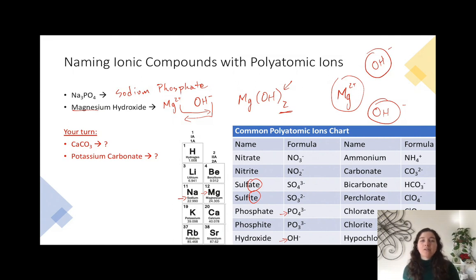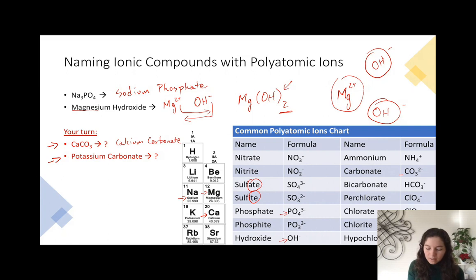Okay, give this a shot on your own. See if you can name this chemical compound and write the molecular formula for this chemical compound using the tools that you've been given. Let's take a look at the answers here. So CaCO3 is calcium, CO3, right here, carbonate. It's that simple for polyatomic ions.